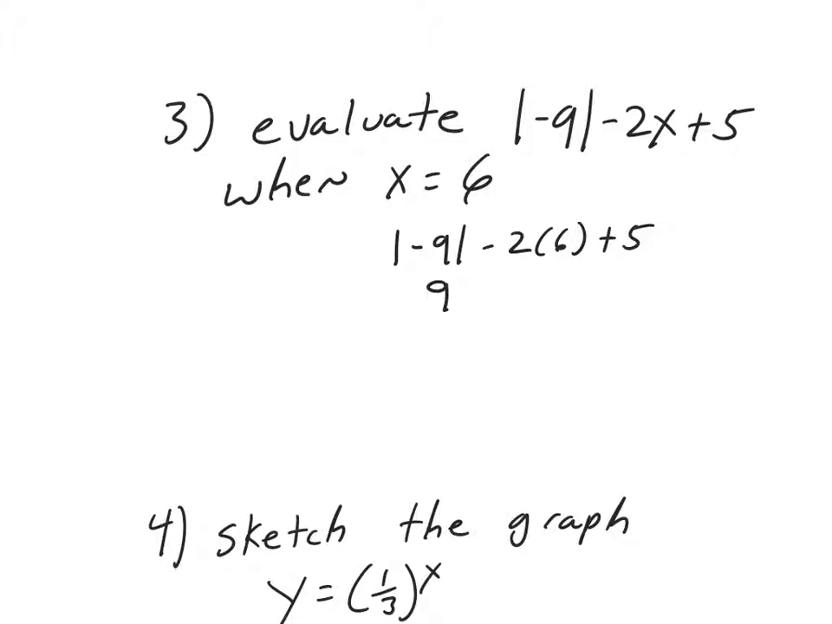And we do negative 2 times 6 is negative 12. And then plus 5. 9 minus 12 is negative 3. And negative 3 plus 5 is going to be positive 2.